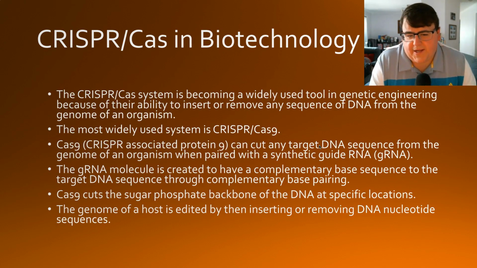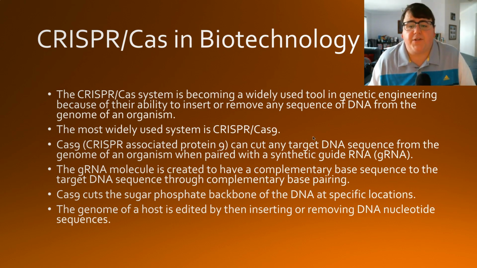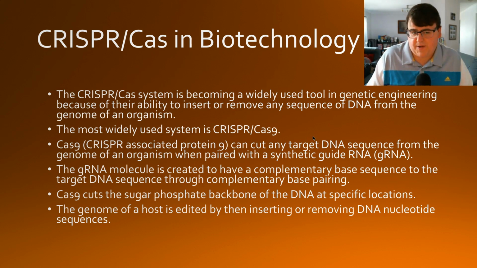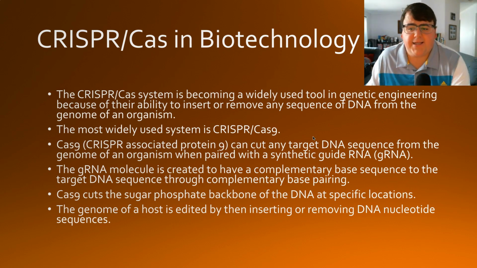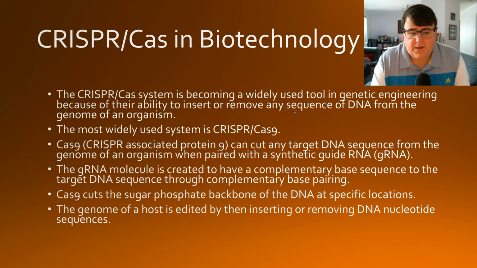How do we use CRISPR and Cas in biotechnology? Obviously this is a really good method for bacteria, but how is this useful to humans? Well, it's becoming a widely used tool in genetic engineering because of the ability to insert or remove any sequence of DNA from the genome of an organism. So we can use CRISPR and Cas enzymes to take any sequence of DNA we want and remove it from an organism. Most normally in humans, we use a system called CRISPR/Cas9.